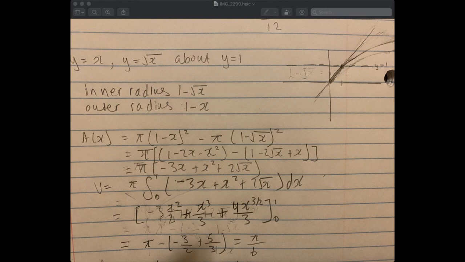All right. So we see this is pi times the area of the outer minus the area of the inner, because we only want the volume of the solid. Yes. Okay. Good job, Elsa.